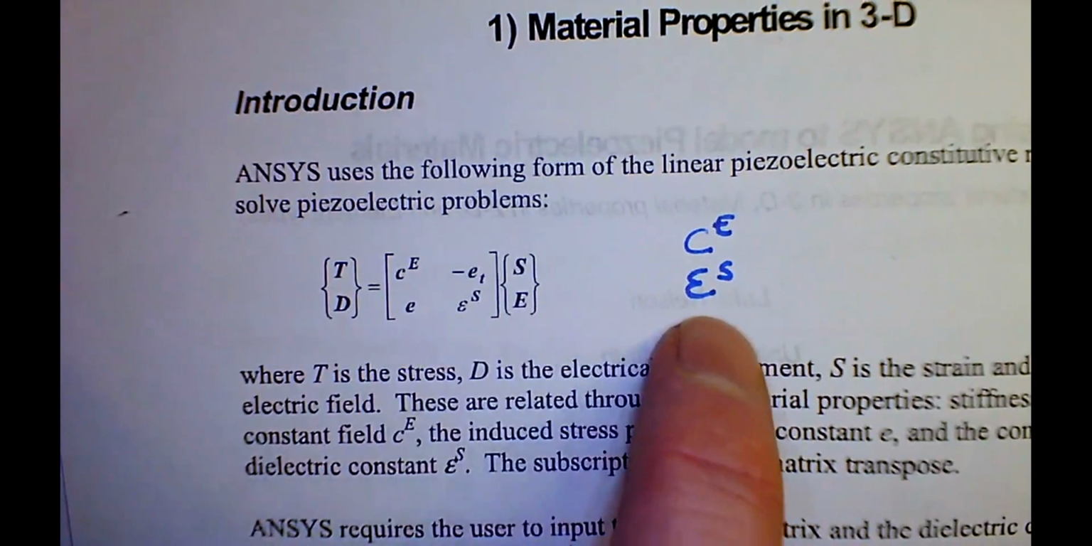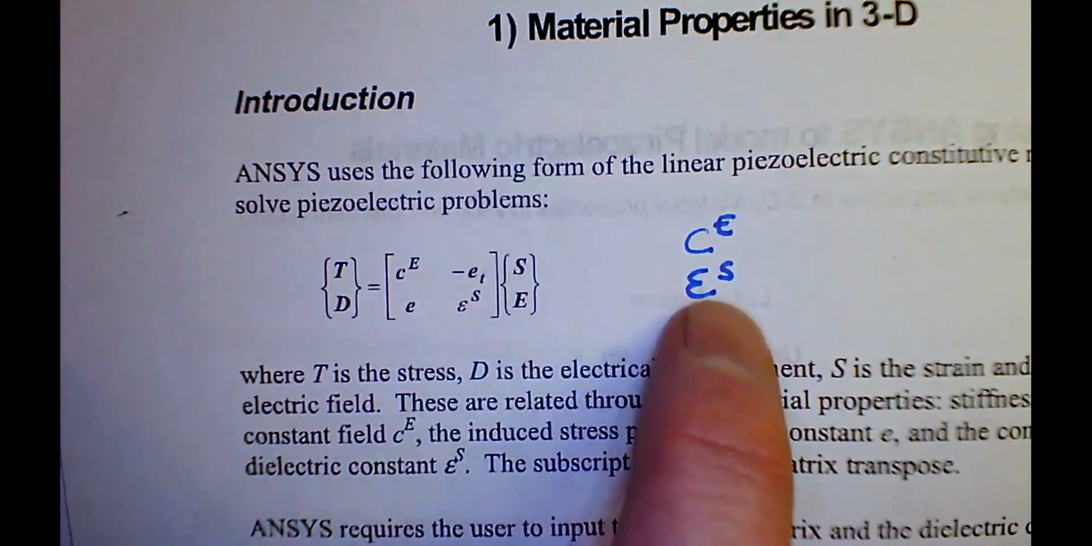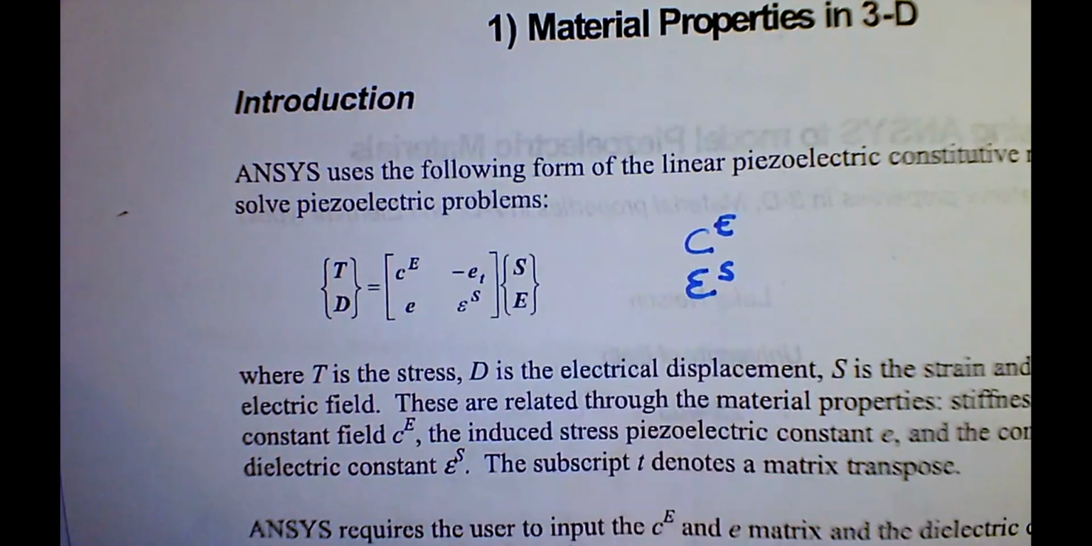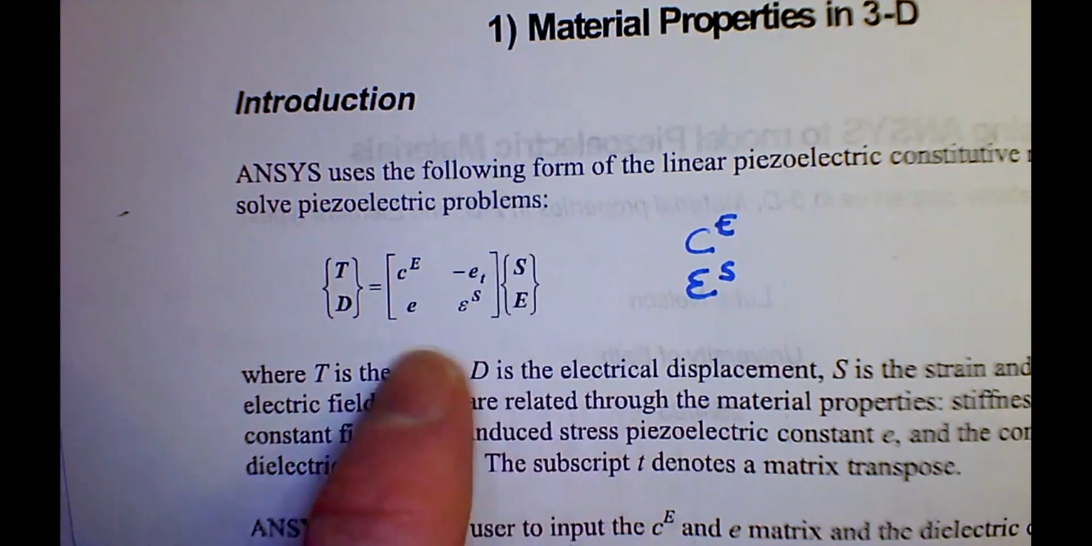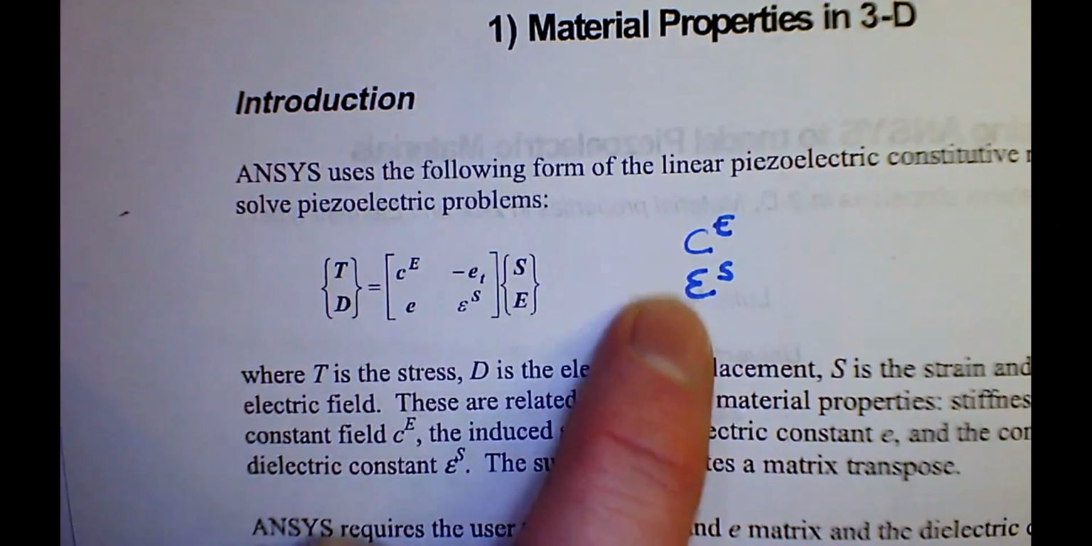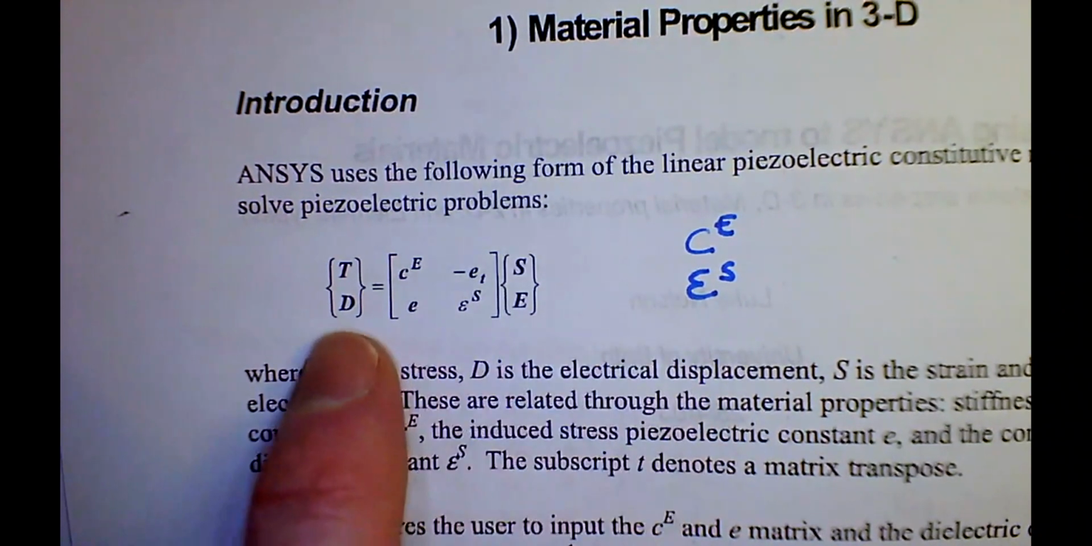We also need the permittivity, but again, you can see it's a superscript S, and that means it's a constant strain. So it's a clamped permittivity. And again, it has a different permittivity if it's unclamped, which is at constant stress. Again, you just need to be careful, and I'll try and show that when we input the properties.